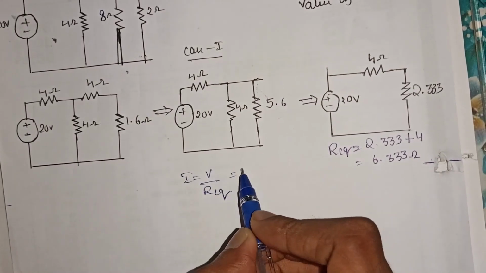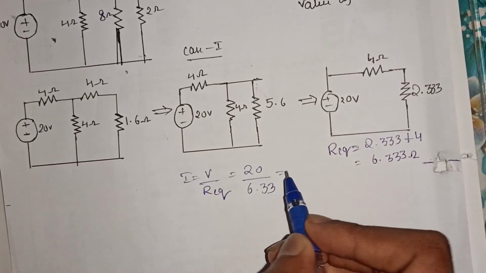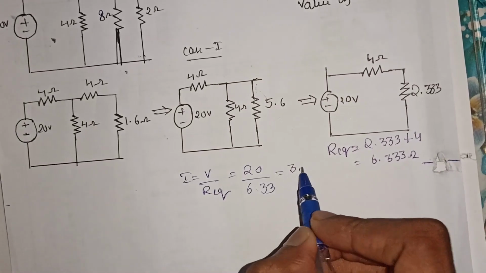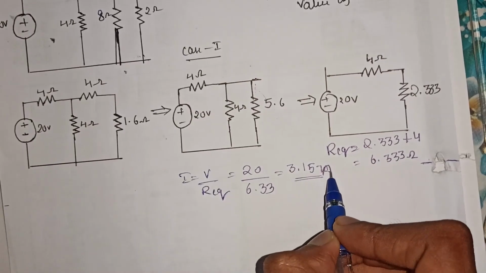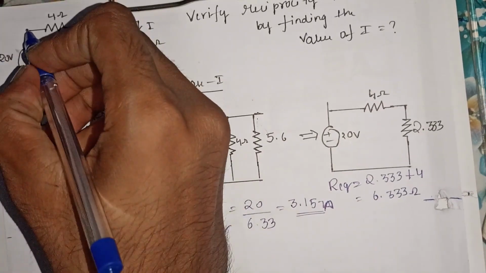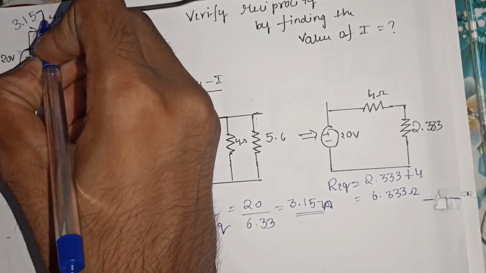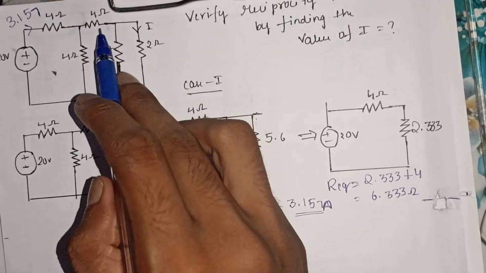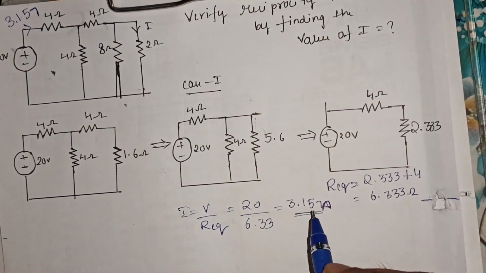The value of V is nothing but 20, and R equivalent is 6.33, which ends up with the value of 3.157 ampere. So the total current that is emitted by this 20 volt source is nothing but 3.157 ampere, considering all these equivalent resistance values.